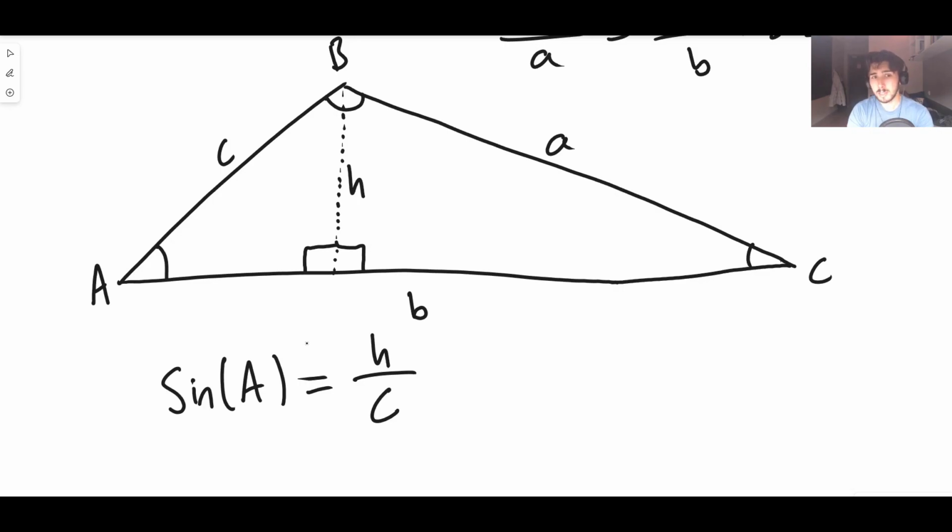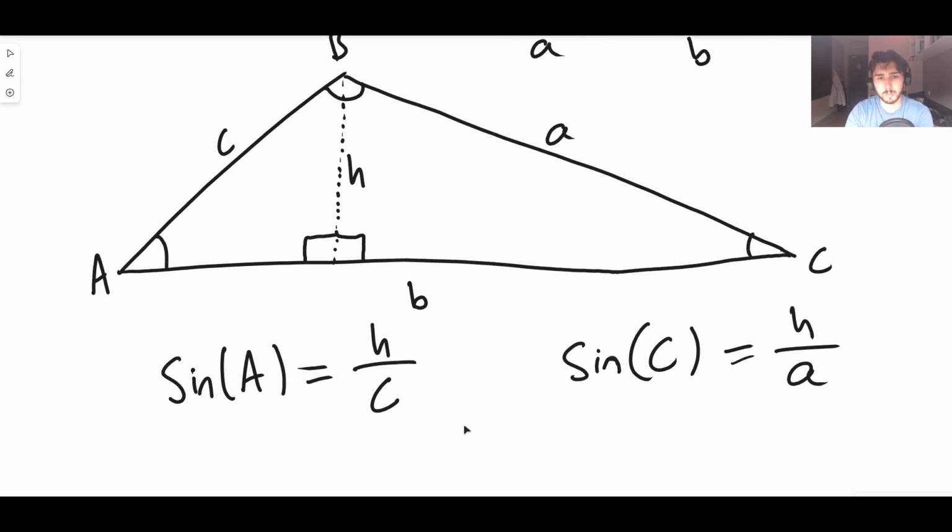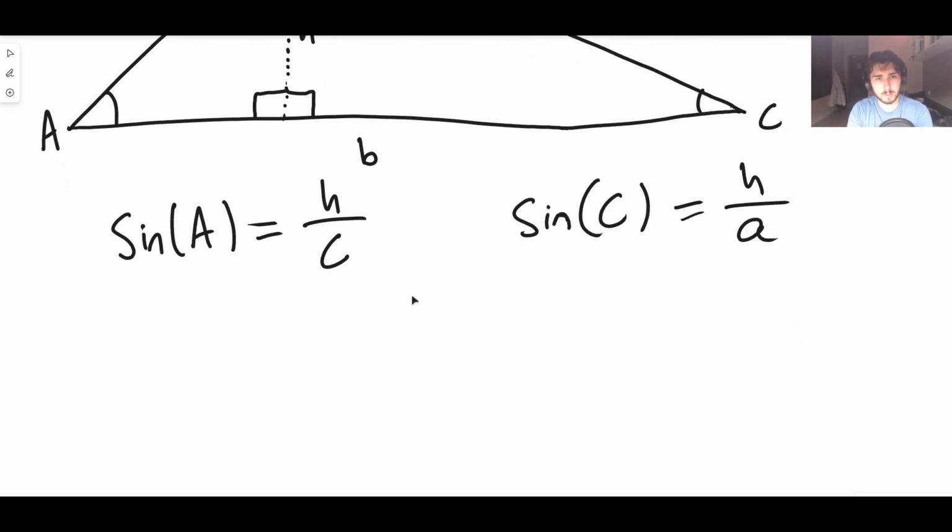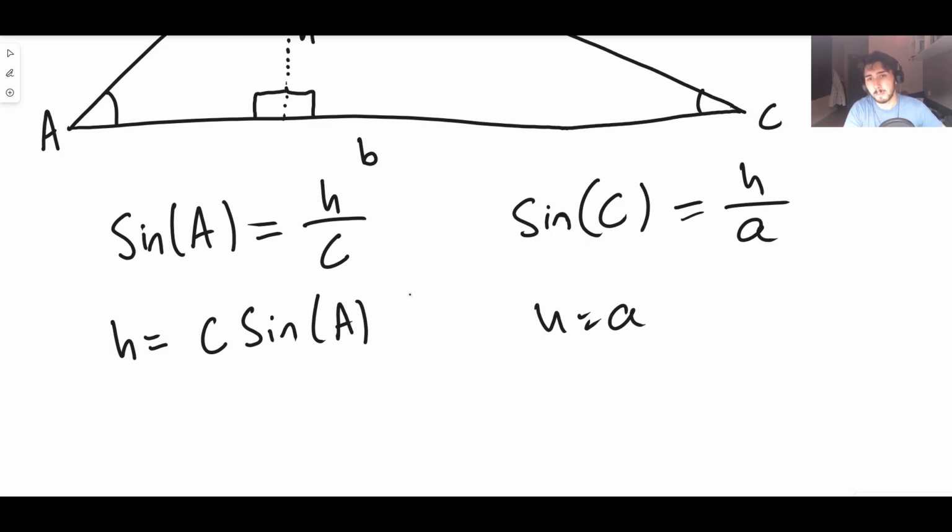The triangle on the right, though, is also going to tell us something. So using the triangle on the right, we can also say that sine c, this angle here, is going to be equal to what? Well, it's just opposite over hypotenuse again, so it's h over a. Okay, cool. Now, if we make h in both of these equations the subject, we can say that h is equal to c multiplied by sine a, and h is equal to a multiplied by sine c.